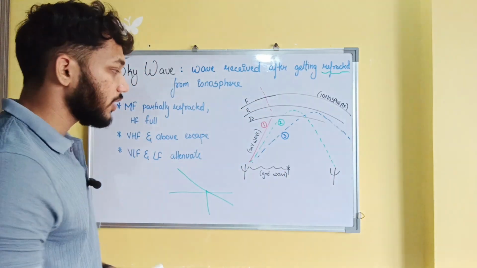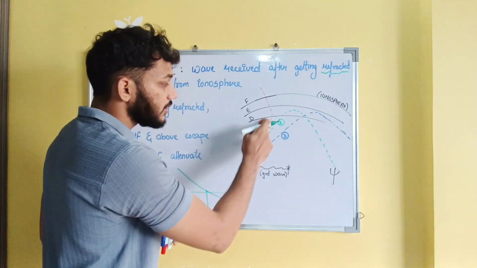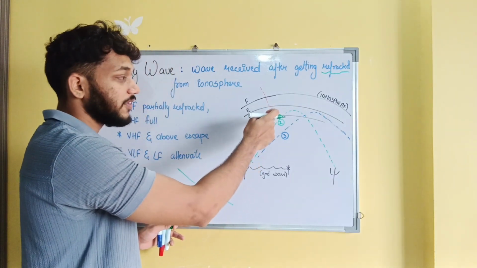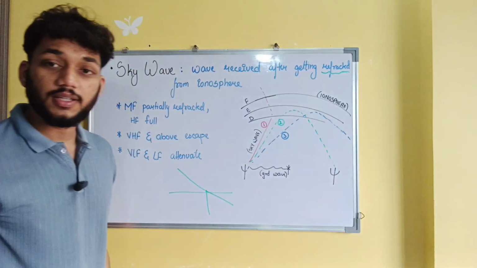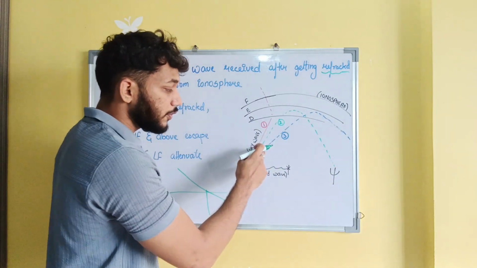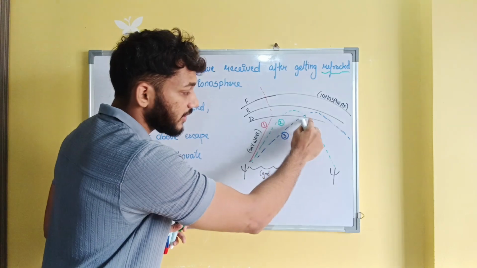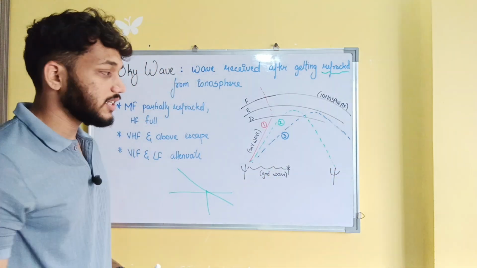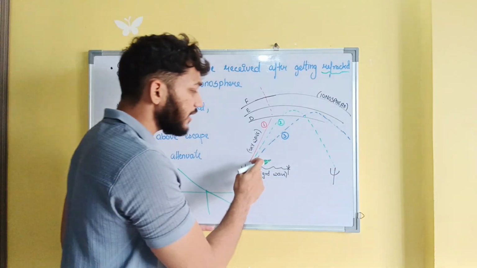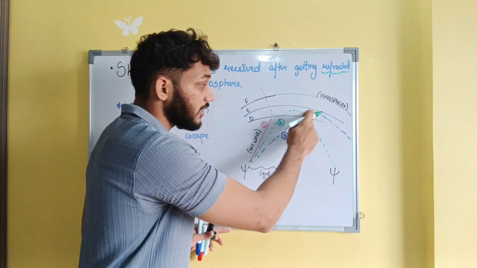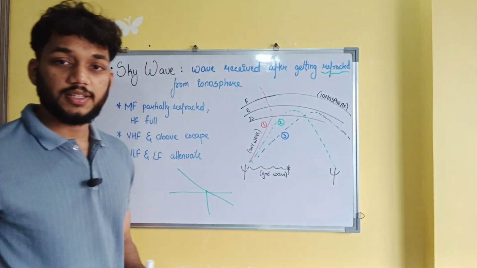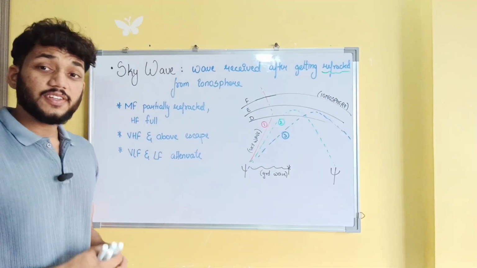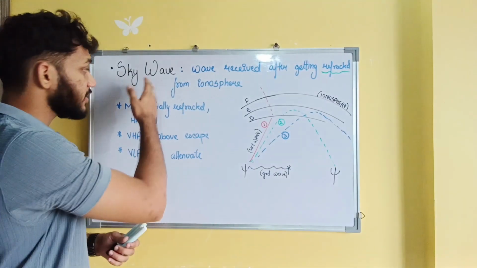So the radio waves are getting refracted from the ionosphere and then they are getting received by the receiver. Here you can see this is one wave which is getting refracted, but it is not getting refracted enough to be received by the receiver. But radio wave 2, you can see it is getting refracted and it is reaching the receiver. And radio wave 3 is also getting refracted, but it is going far ahead of our receiver.